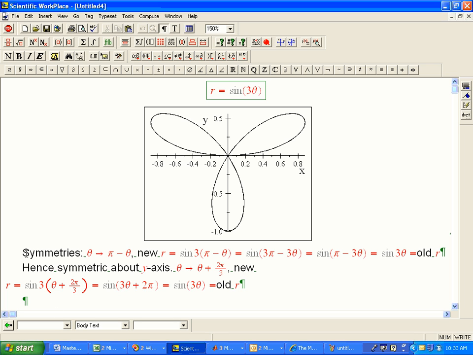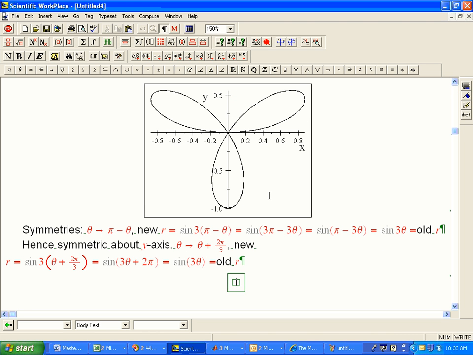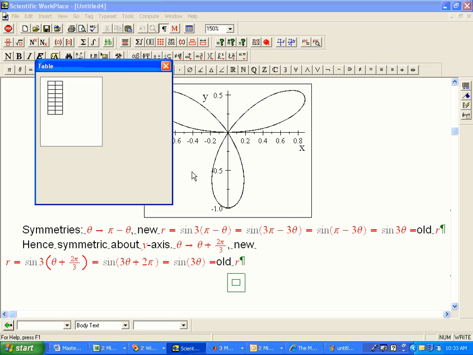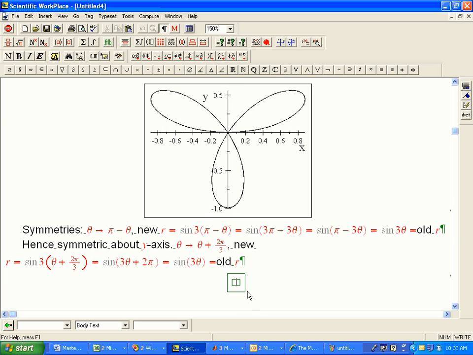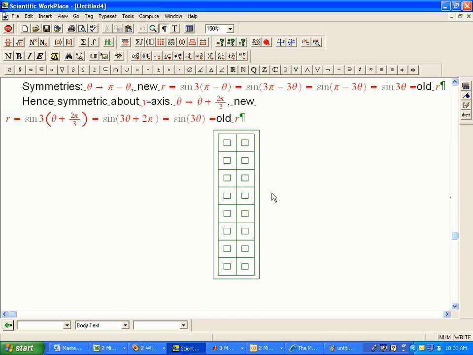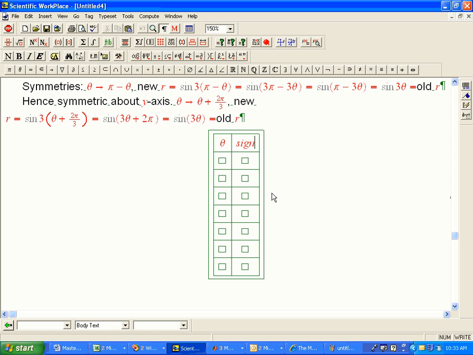So symmetries is a really important one, and then the max and min are really important. What's the biggest r can be, what's the smallest r can be, can it be positive or negative? That's very significant. So let's just make a real simple sign chart for this function. Let's make a little table. I probably don't need that many rows, but that's okay. Okay, so various values of theta and then sign information.